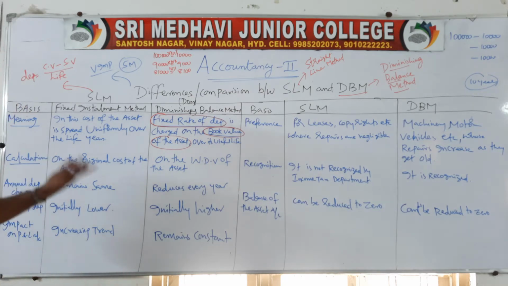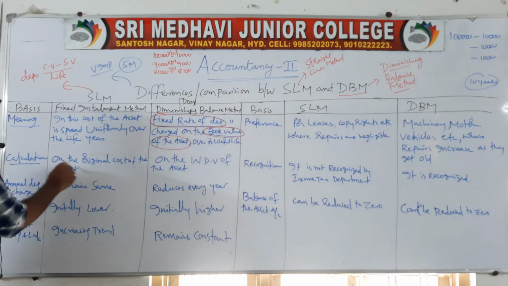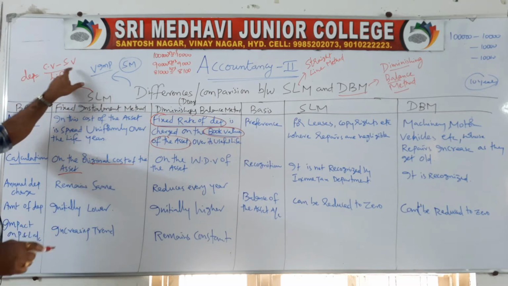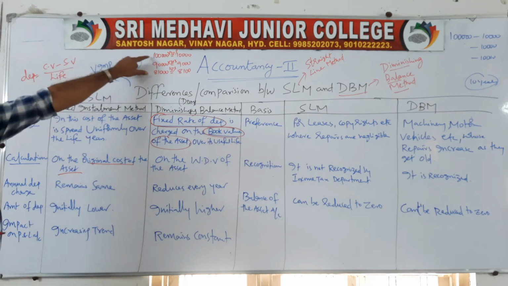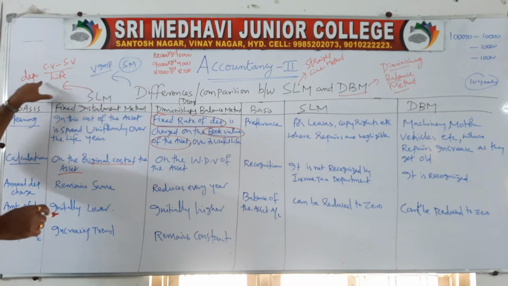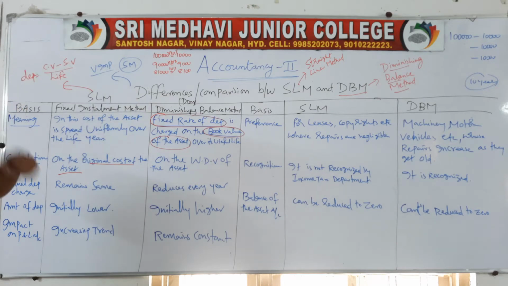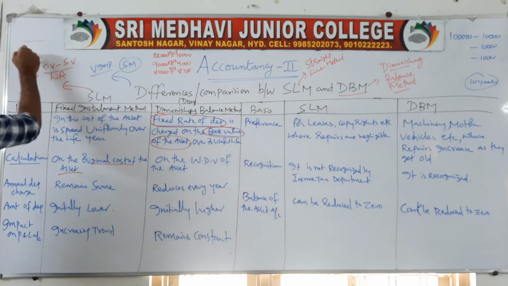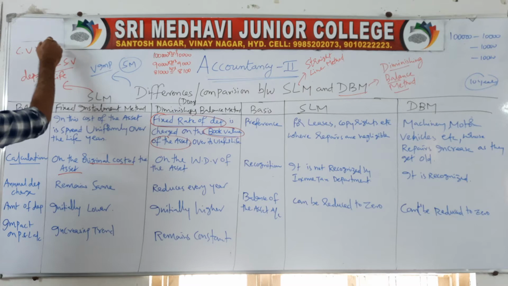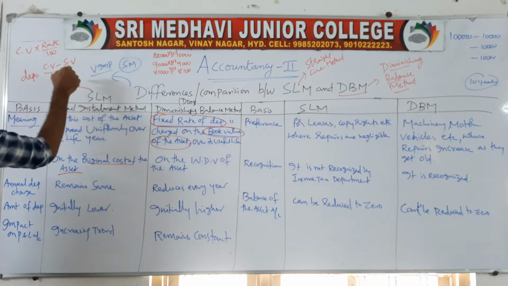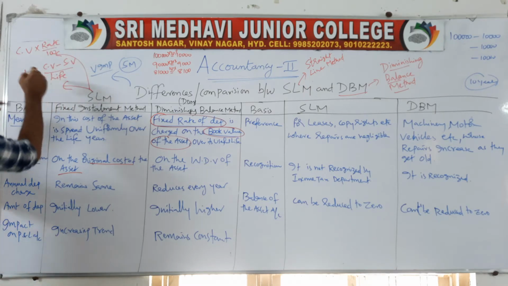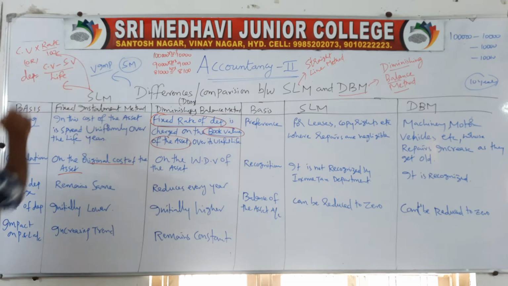Calculation. How do we calculate? See, on the original cost of the asset, 1 lakh at 10%. Under this method, if you are given the rate, we take cost value into rate by 100. If rate is not given, this is the formula. Cost value into rate by 100 is the formula under straight line method, or this one, according to the availability of the information.